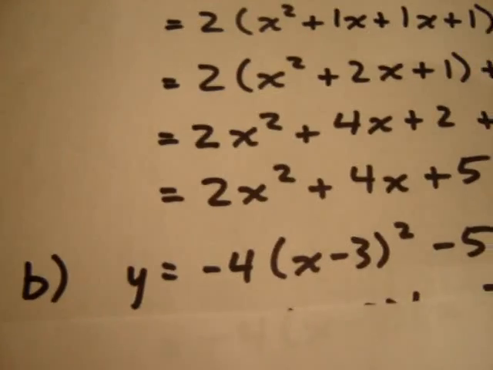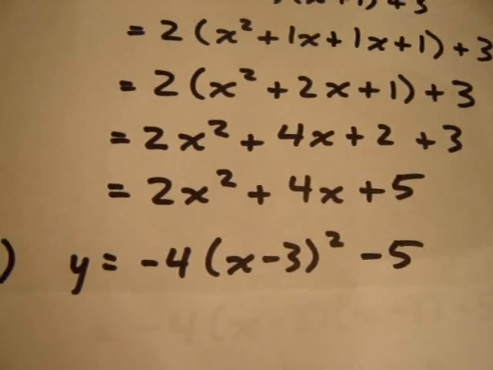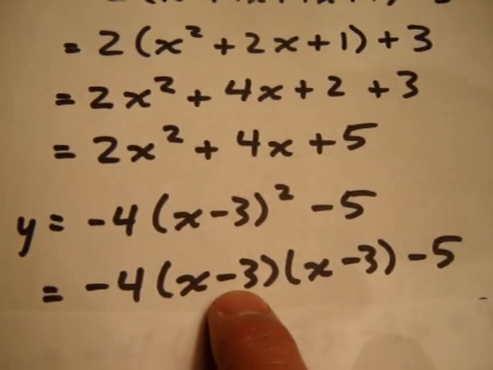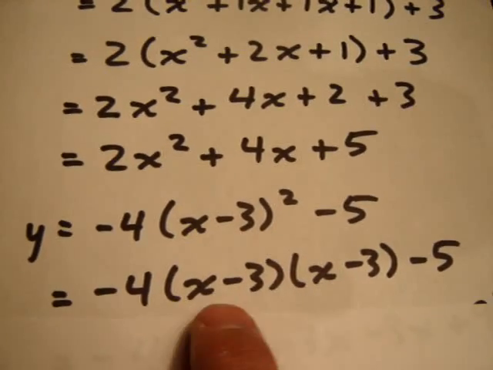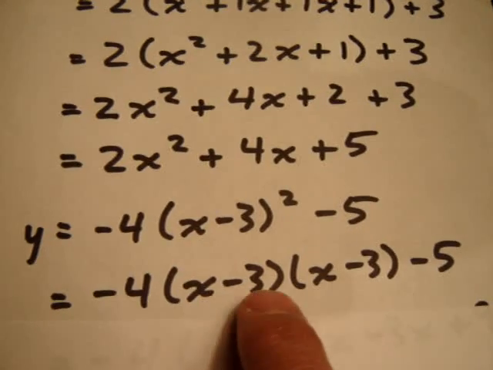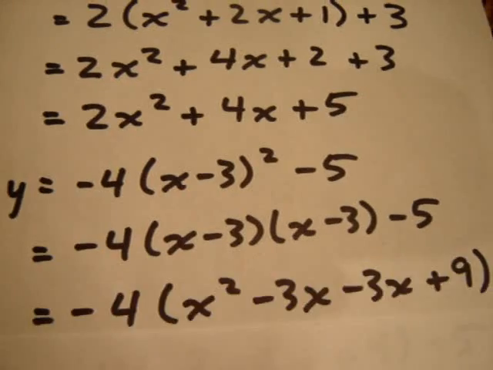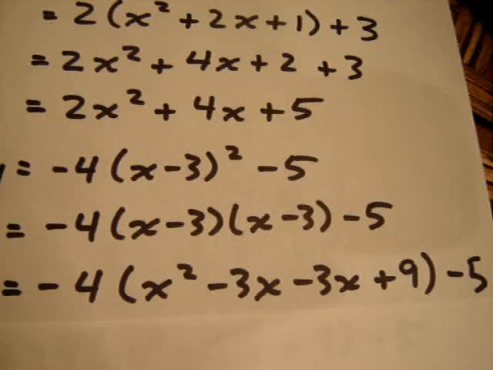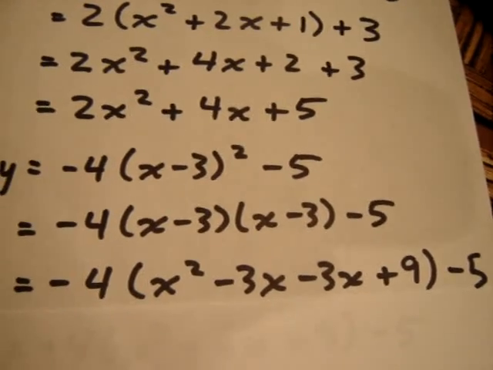Leads us to our next question, which is y equals negative 4 times x minus 3 quantity squared minus 5. Well, again, we expand that to show that x minus 3 bracket 2 different times. And now again, we're going to expand out the way we expand out binomials. Every term in this bracket will hit every term in this bracket once. And what we have left is negative 4 times x squared minus 3x minus 3x plus 9, because that negative 3 times negative 3 is a plus 9.